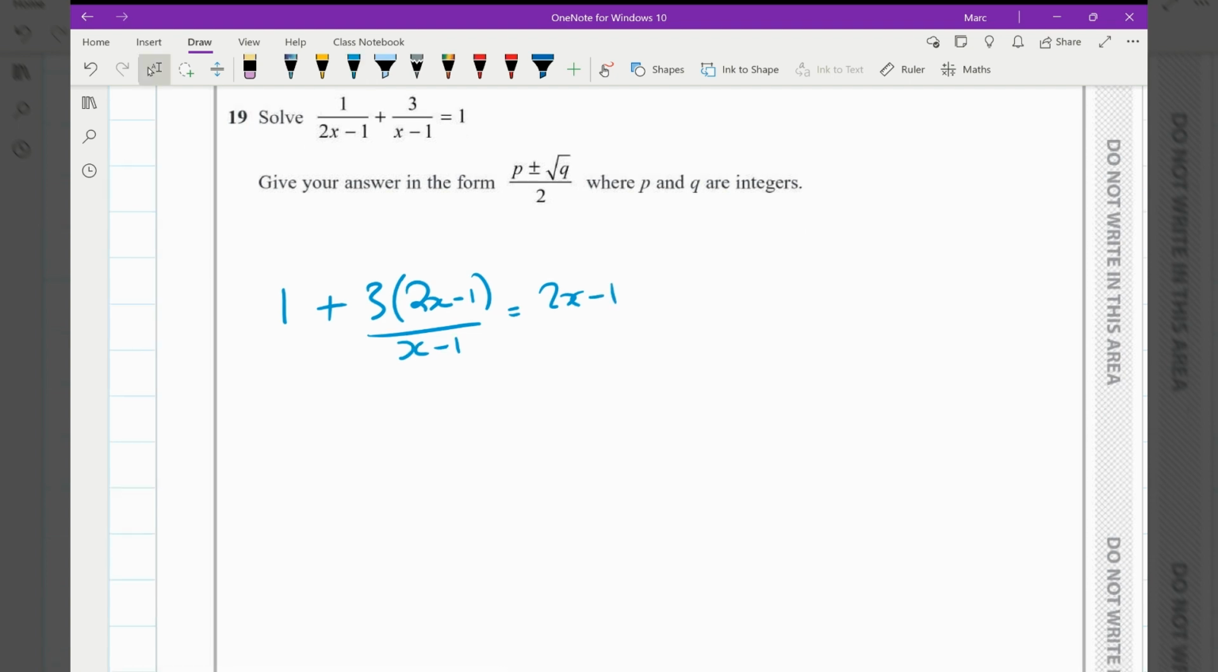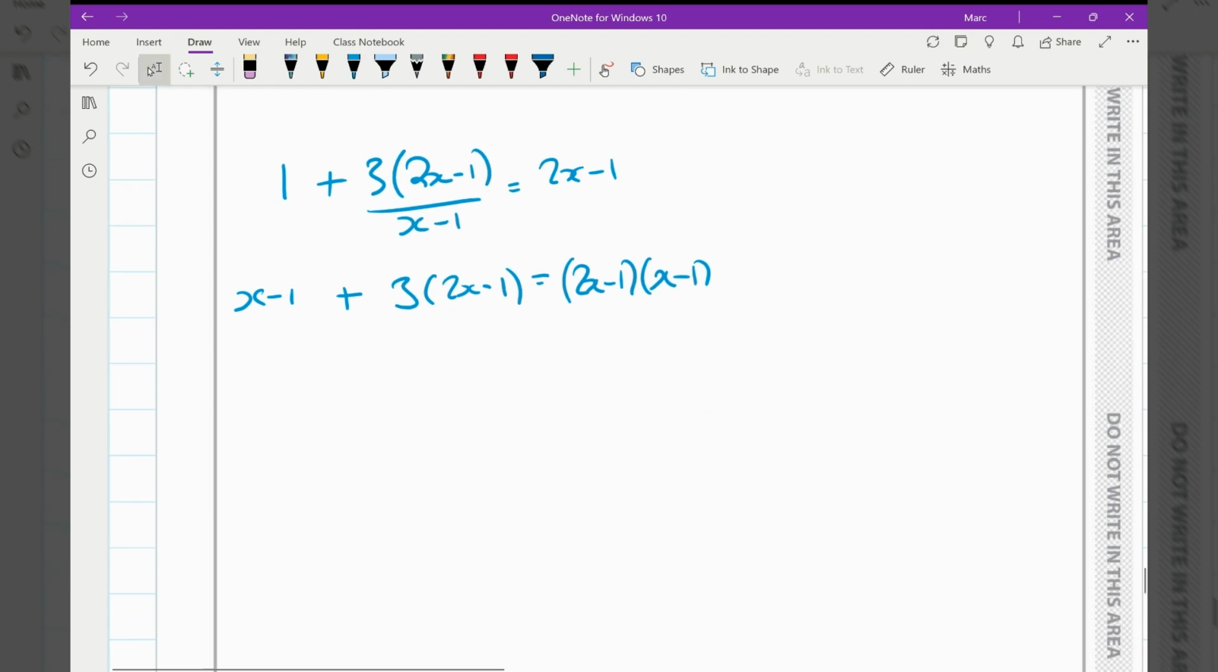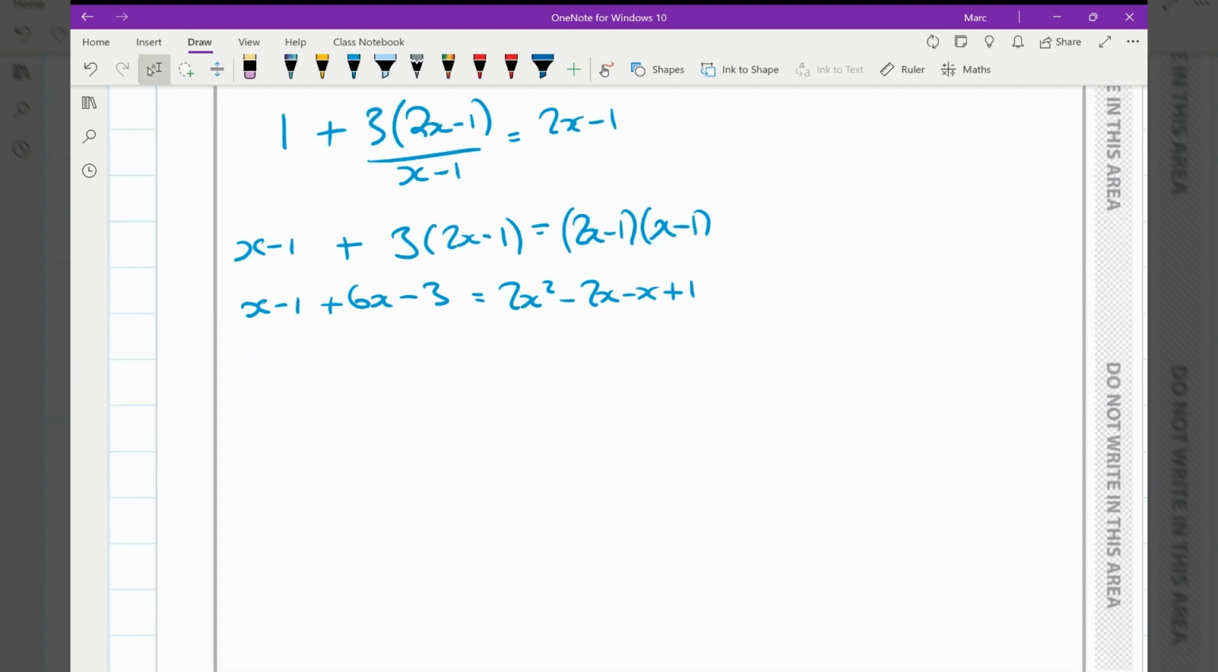I'm going to multiply all three parts now by x minus 1. So x minus 1 plus, we then remove our denominator from this one. So I need a bit more space between my 1. Let's put that there. And then that equals 2x minus 1, and that's multiplied by x minus 1. Okay, let's expand it all. So x minus 1 plus 6x take away 3 is equal to 2x squared take away 2x take away x plus 1. Tidy it up on both sides.